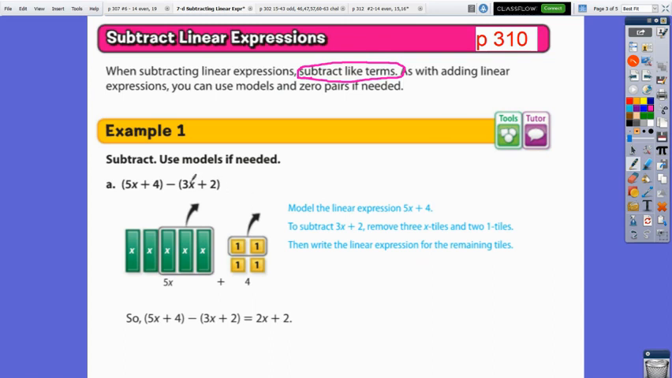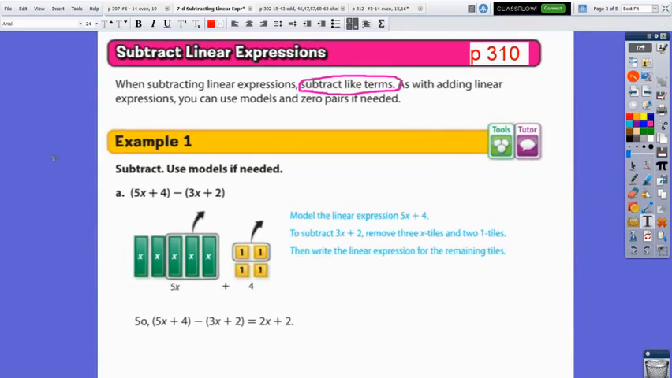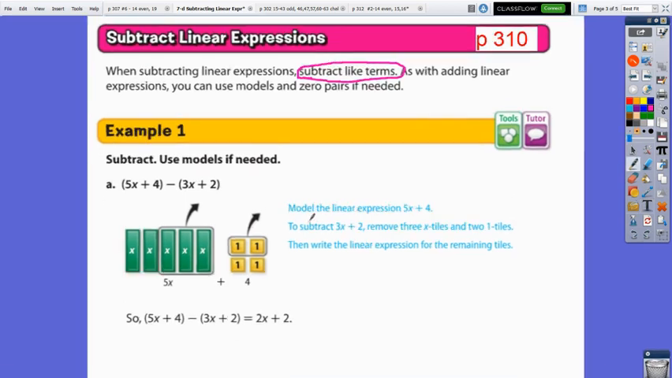because subtracting messes you up when you're talking about positive and negative numbers. Okay, so yeah, if it's all positives like this example, 5x plus 4 minus 3x plus 2, you're taking away from 5x plus 4. And so they show you with the model. Okay, so take away 3 of the x's and take away 2 of the constants, and you're left with 2x plus 2.